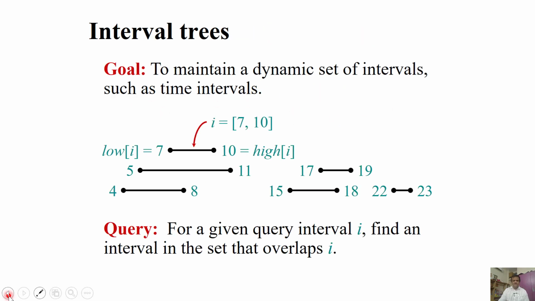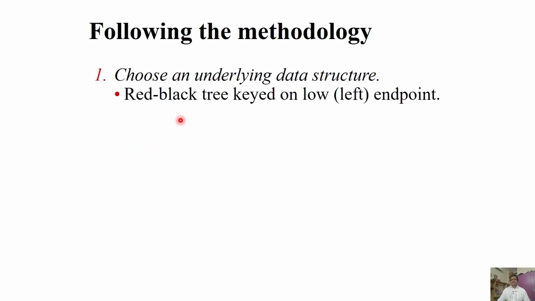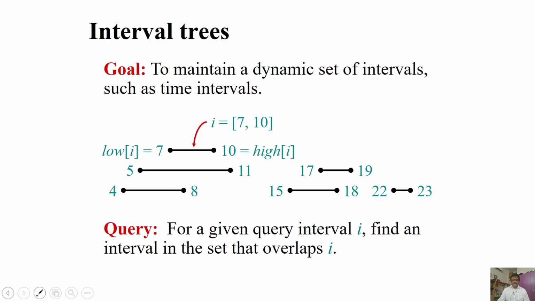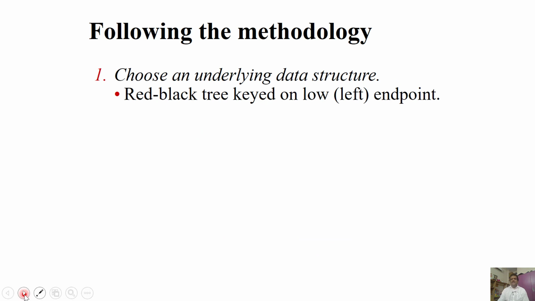So, left endpoint means this 7. So, 7 will be one value in the key. So, the node will be keyed on the low or left endpoint. So, we can say low of I, high of I, or sometimes we will say left or high, something like that. So, the left endpoint will be the key value. So, we key the nodes, I mean the red black tree is formed, based on this value.